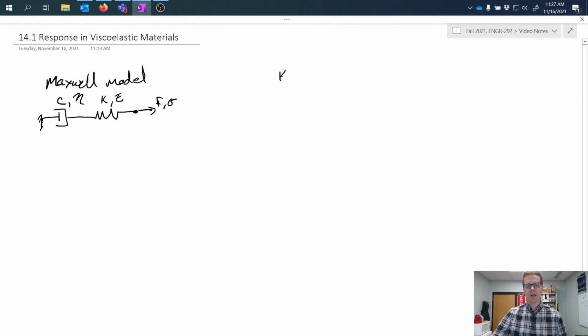Another common model that's worth mentioning here is a Kelvin-Voigt model. And the slight difference between the Kelvin-Voigt model and the Maxwell model is that where the Maxwell model puts the spring and damper in series, the Kelvin-Voigt model puts them in parallel. So now the system looks like this from a modeling perspective, and we can think about it in the same way.